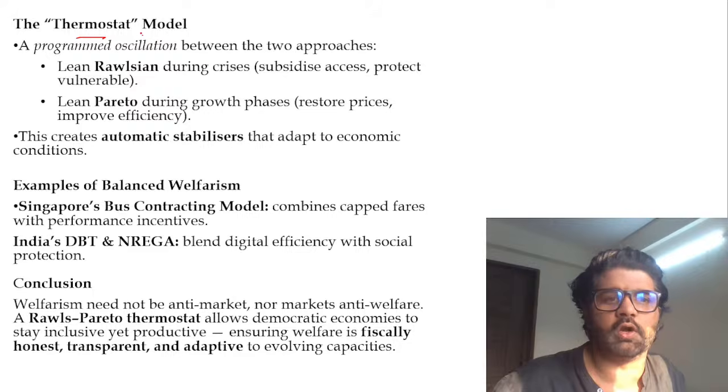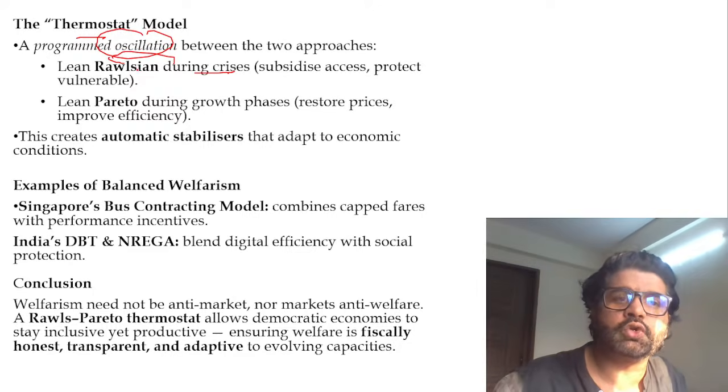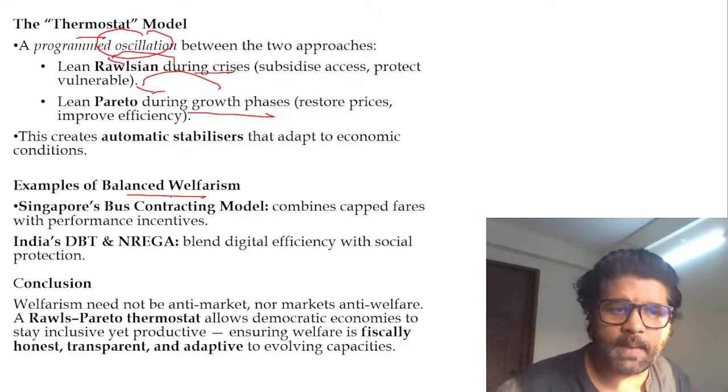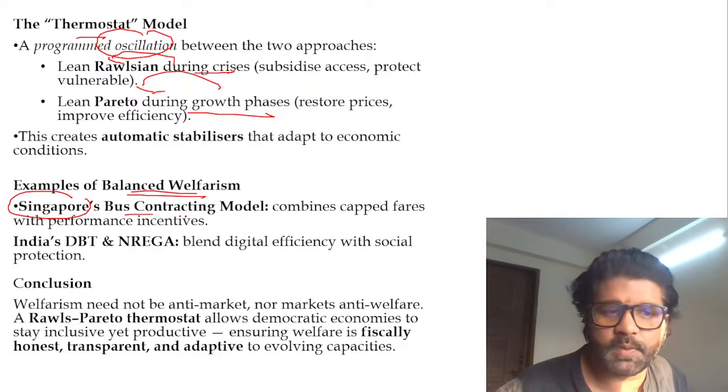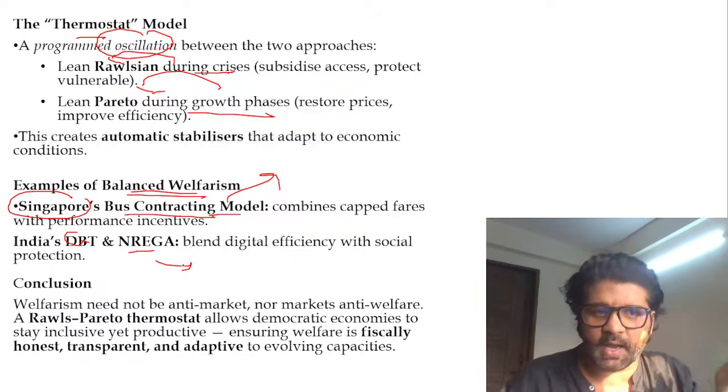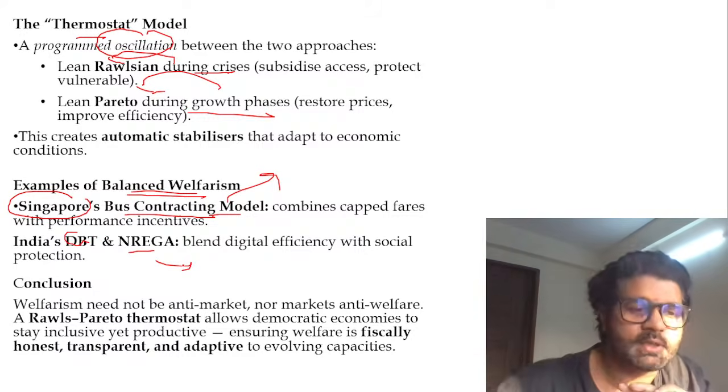So, a thermostat model, oscillation. During crisis, lean towards the Rawlsian model. During growth phases, lean towards the Pareto model. Example of balanced welfarism: the Singapore bus contracting model, which we have discussed. In India, DBT, NREGA. In India, the Chennai and Hyderabad hospitals, what they are doing is a cross-subsidy thing.